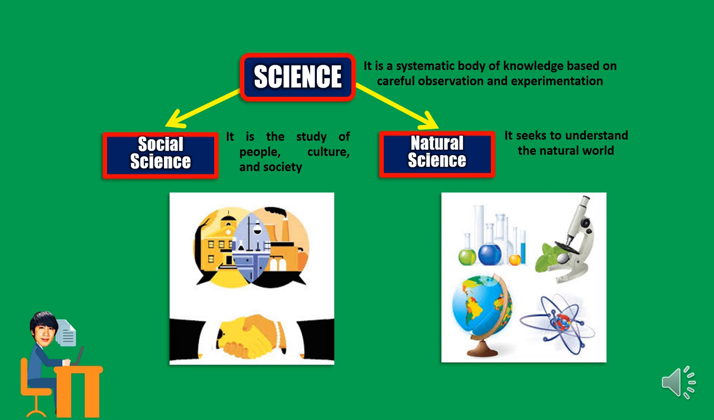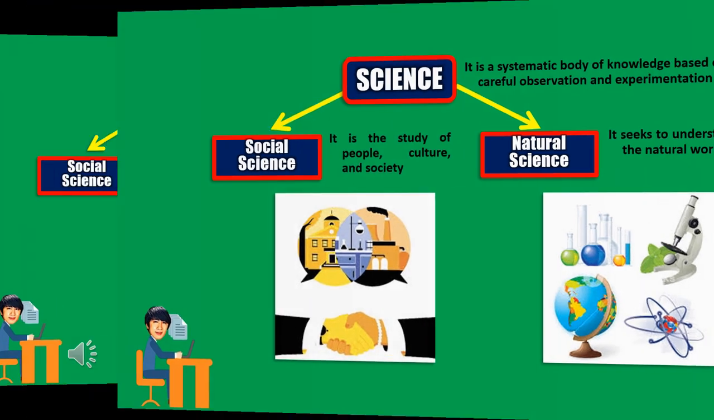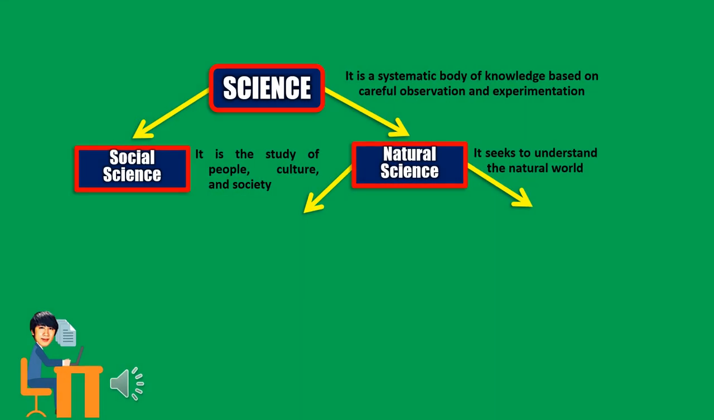While natural science refers to seeking the natural world. Why there's a tree, water, land, air. It's all about curiosity and discovery in the natural world. Natural science has two major branches, pure science and applied science.